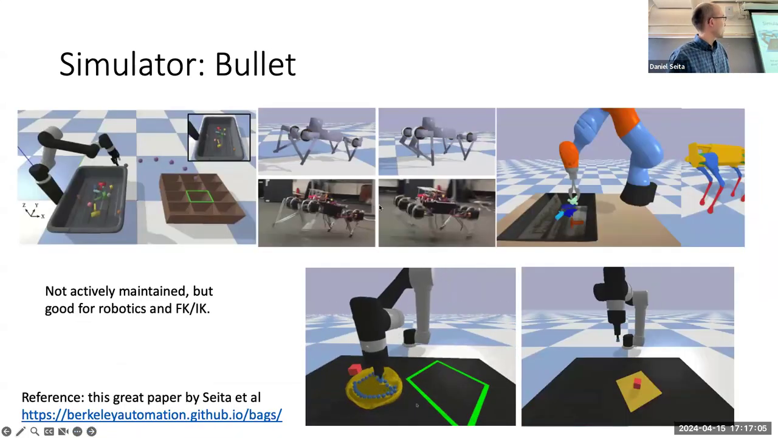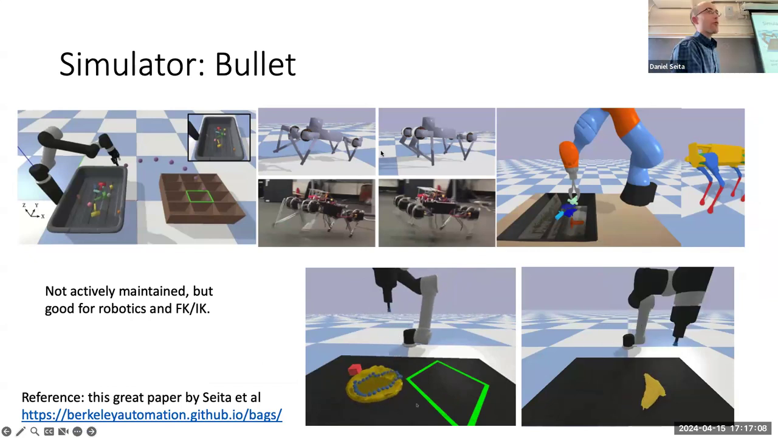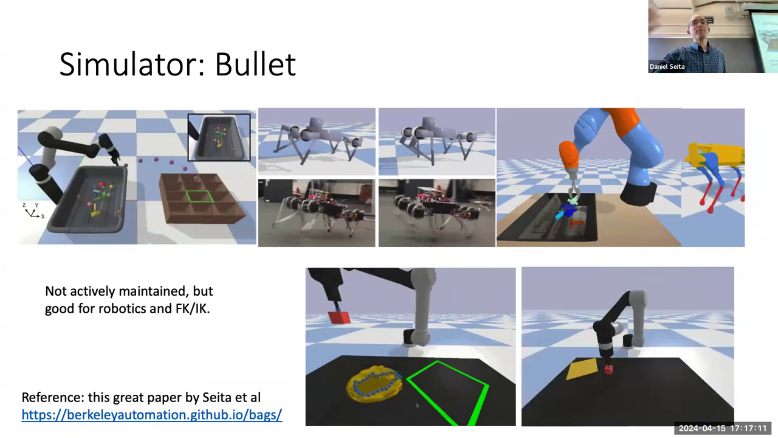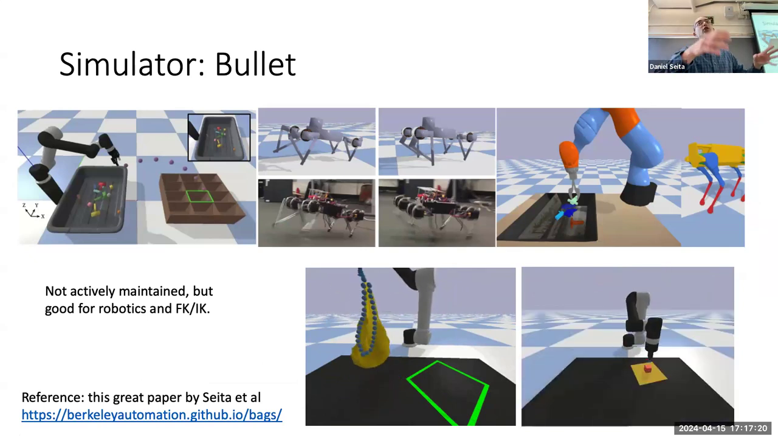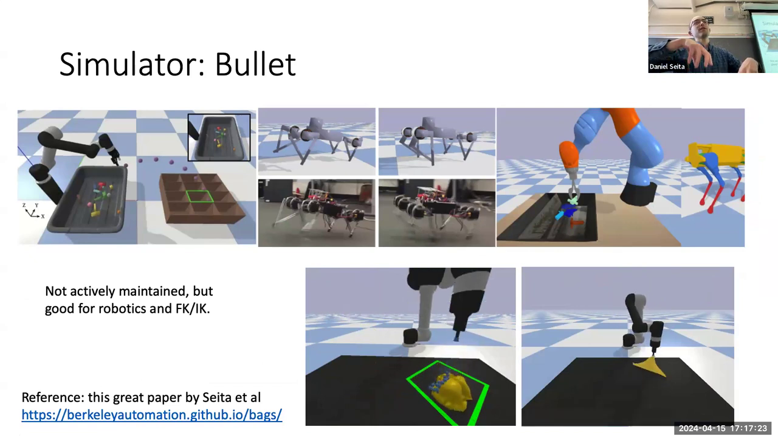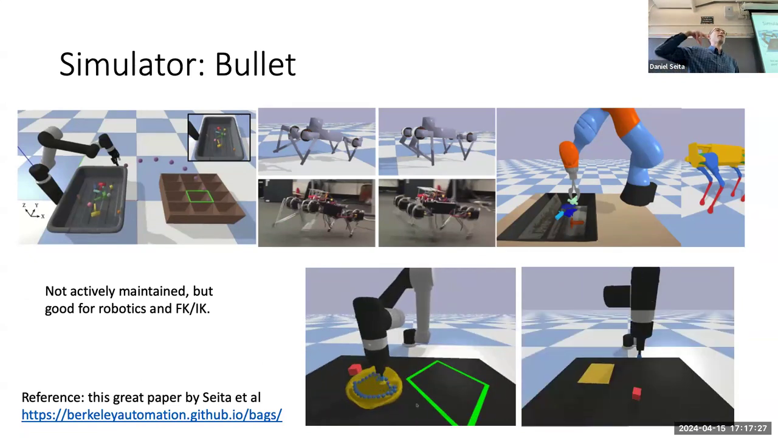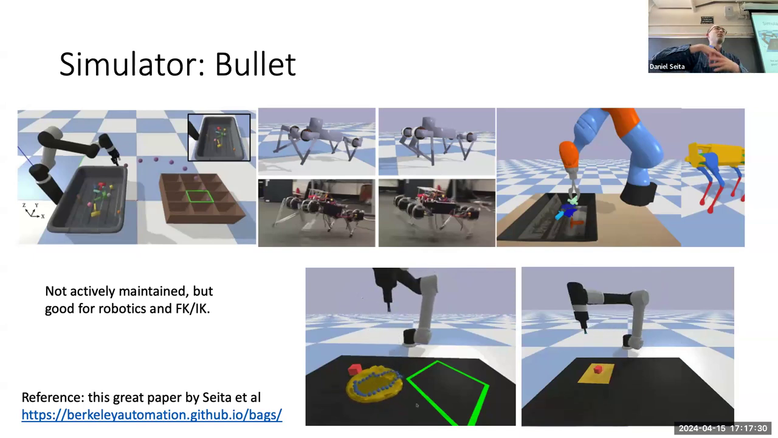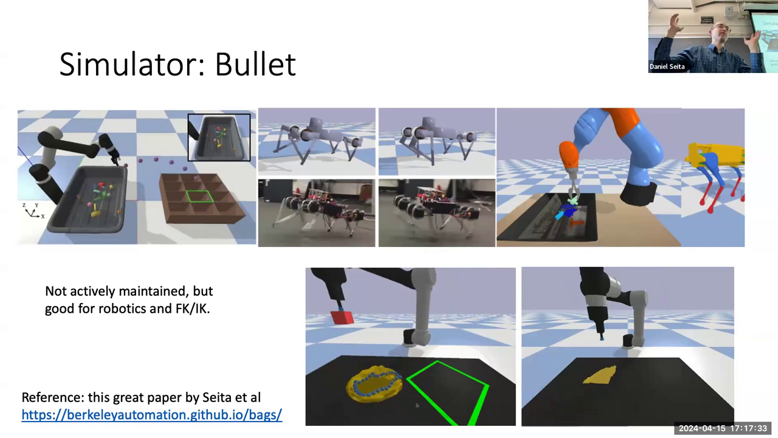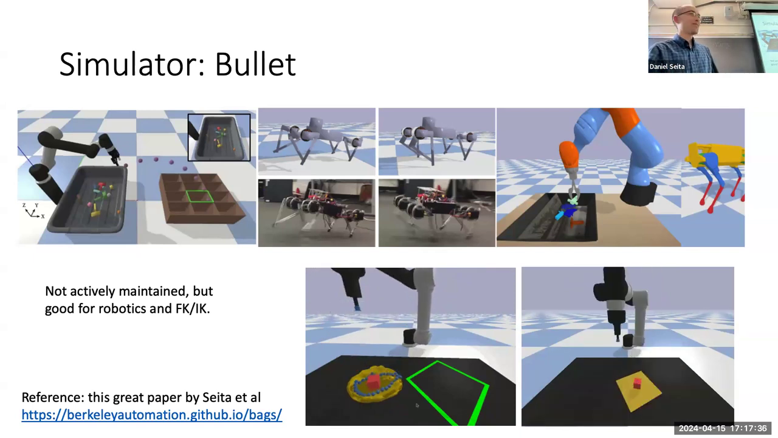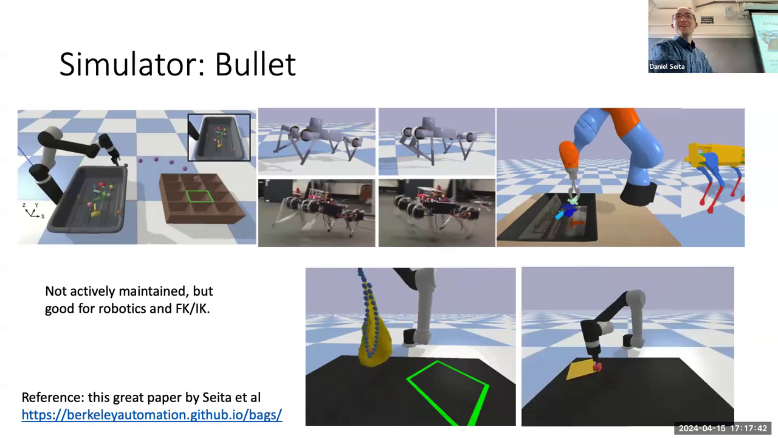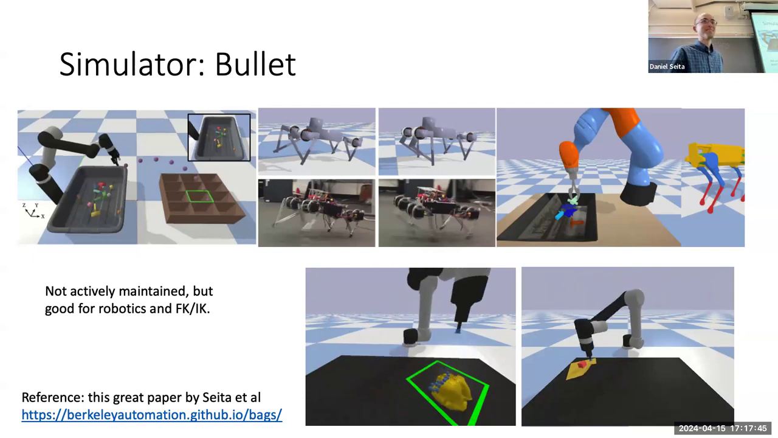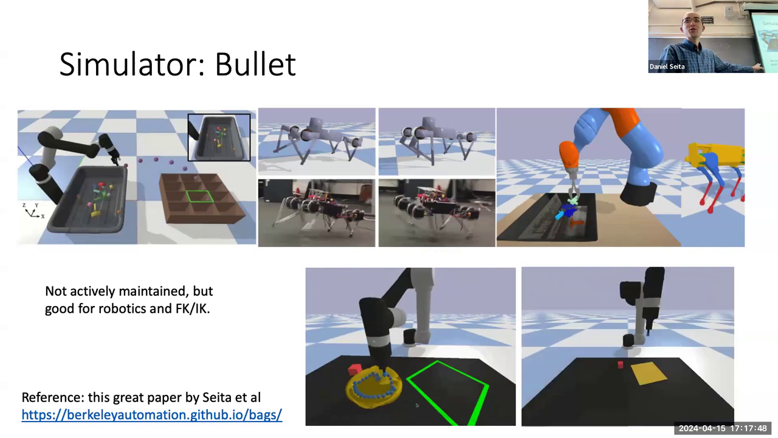Another simulator is Bullet. Bullet is also kind of by one person, Erwin Coumans, who used to work at Google. It's no longer actively maintained, but it was used in a lot of papers for robot manipulation, especially for testing whether a robot manipulator can grasp a pile of objects or toss things. It can also do some deformables. There's a great paper by this author, and here are some videos that the author made. Any questions about that?